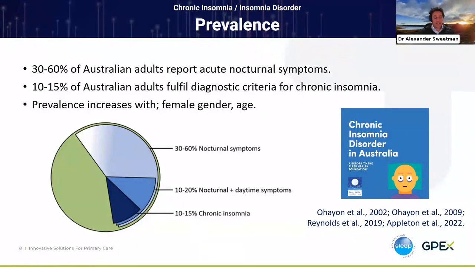So what about the prevalence? In the Australian general population, about 30 to 60% of Australian adults report acute symptoms of insomnia at any given time. Where, as Nick said, about 10 to 15% of Australian adults fulfill diagnostic criteria for chronic insomnia disorder, so quite conservative diagnostic criteria. And this is in line with some of the reports of the RACGP as well.